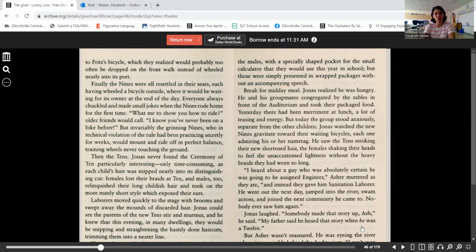But invariably the grinning 9s, who in technical violation of the rule had been practicing secretly for weeks, would mount and ride off in perfect balance, training wheels never touching the ground.